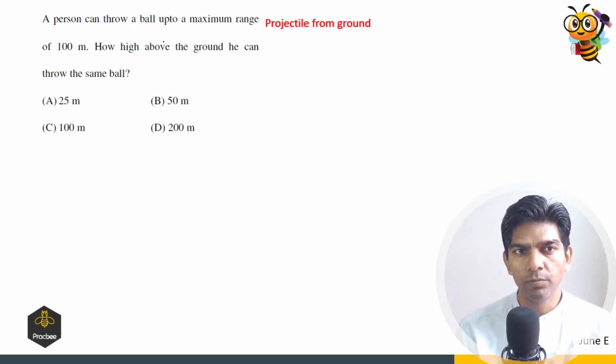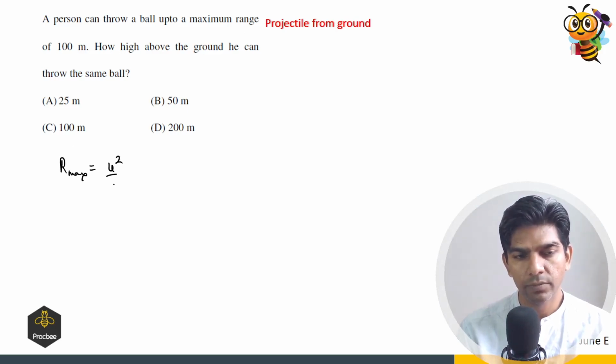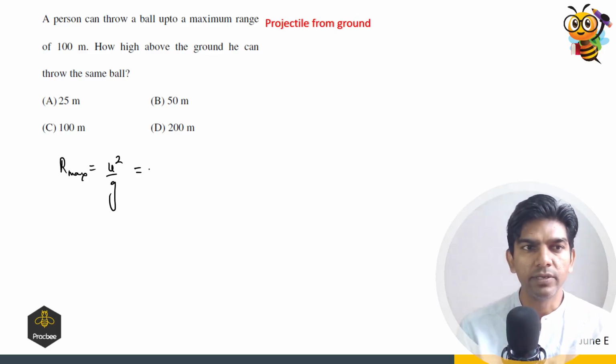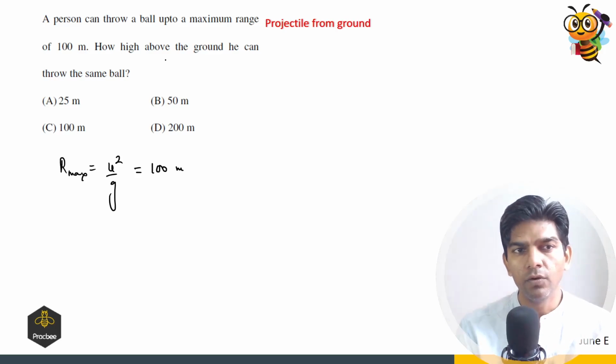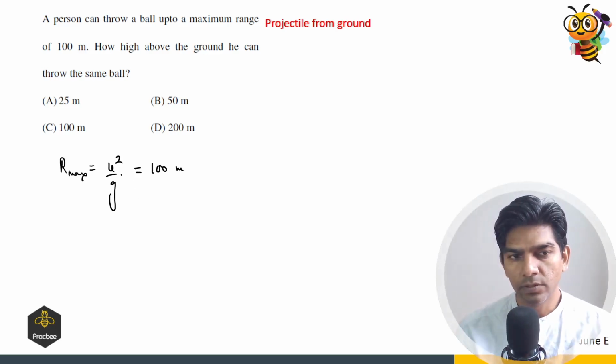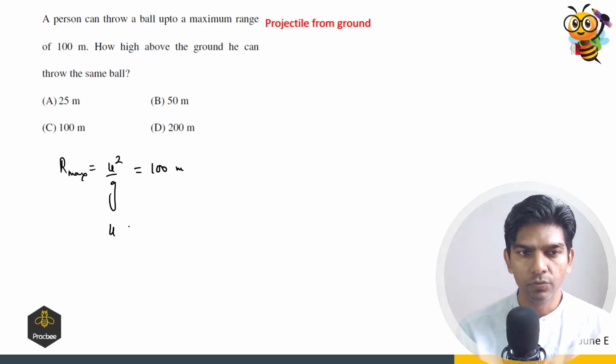A person can throw a ball up to a maximum range of 100 meters. So what is the maximum range? It is u square by g. So that is given as 100. How high above the ground can he throw the ball? So this will give us the max. So from this, we can find the speed of projection. So u will be what? It will be root of 1000.